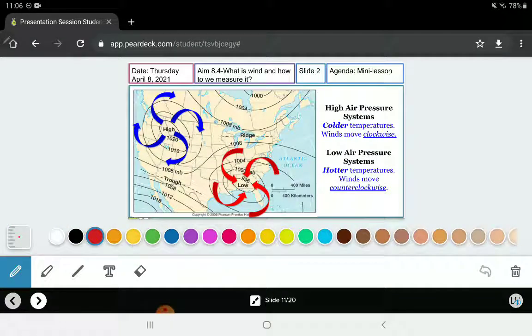So high pressure systems, remember, have colder temperatures. That's something you guys need to remember. They have cold temperatures and they move clockwise, whereas low pressure systems have hotter or warmer temperatures and they move counterclockwise.